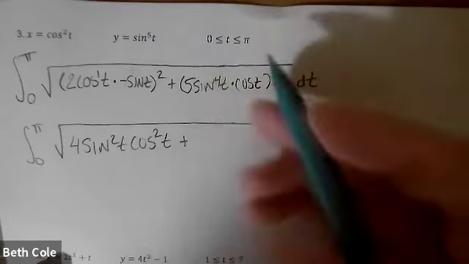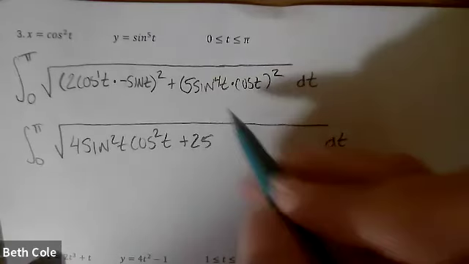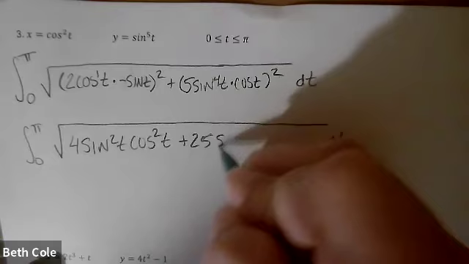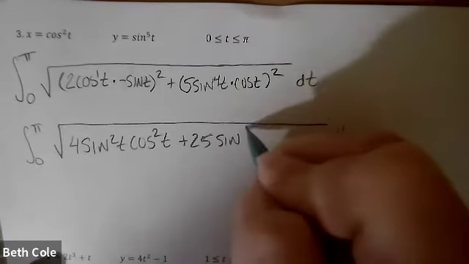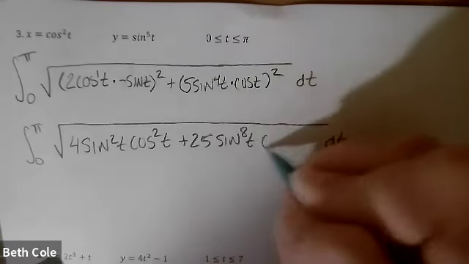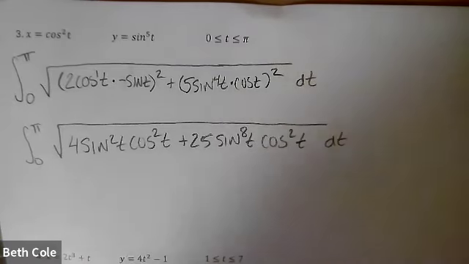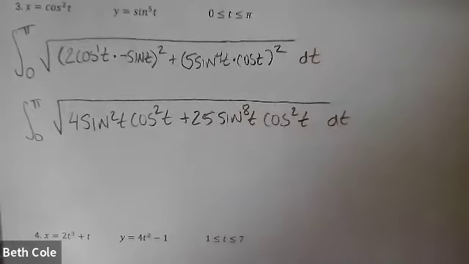the same thing over here. So 5 squared is 25. When you do a power to a power, you multiply. So that's going to be sine to the 8th t cosine squared t. That's a lot to sift through. And when you do multiple choice, they're all probably going to look pretty similar, so you have to be really careful.